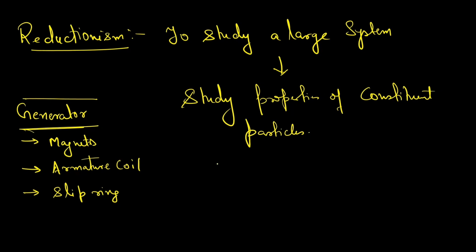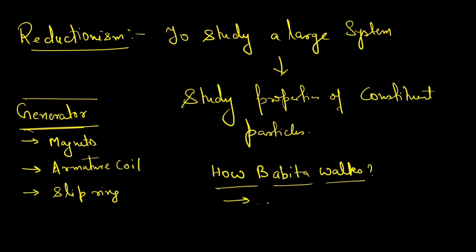For example, how Babita walks. It is very simple: she will walk normally like people do. How do we break it down? We look at the legs, what their role is. Then we study the mind, then the eye, since she will not close her eyes and walk. What is the role of the hand? So we study the constituent parts, what they play, and then we make a system of the large system. Like this we can manage it.